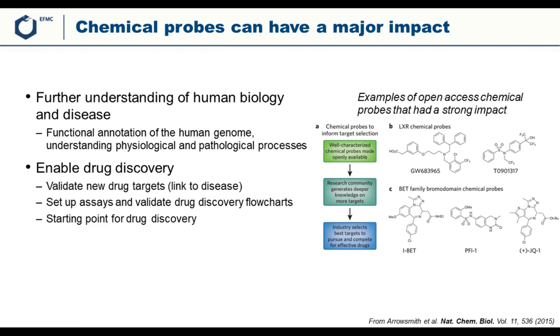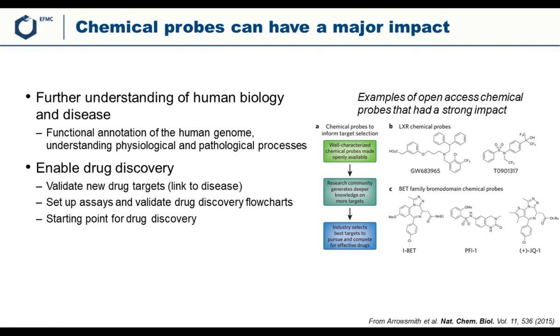They can also be useful to enable drug discovery. Very often, these chemical probes can be used to validate new drug targets by making the link between these targets and a disease. They can also help set up assays, as well as validate drug discovery flowcharts. And finally, they can be used as starting points for drug discovery. One can optimize these chemical probes towards compounds that can become drug candidates.